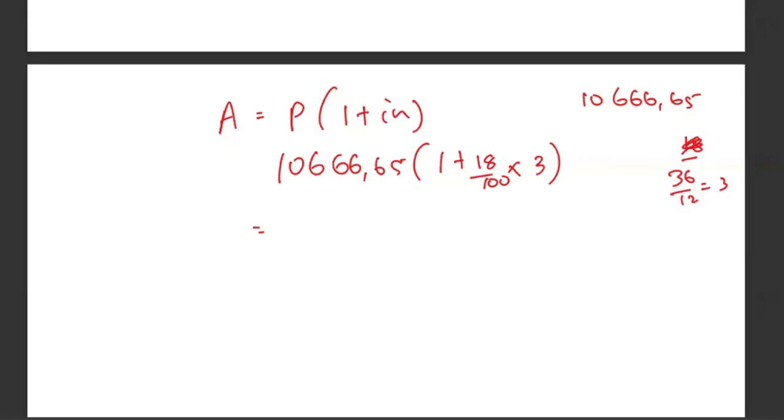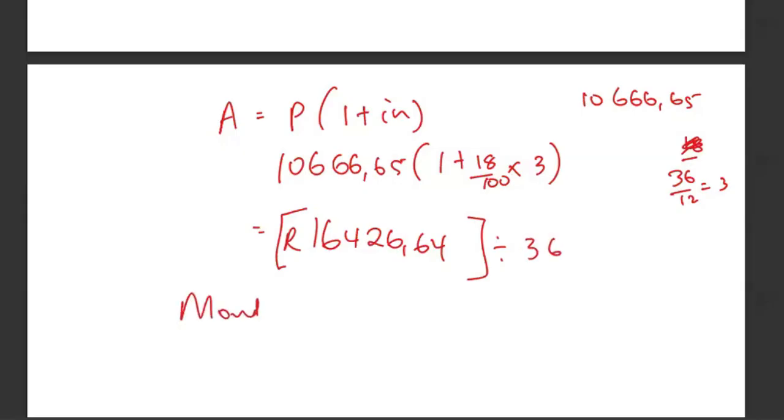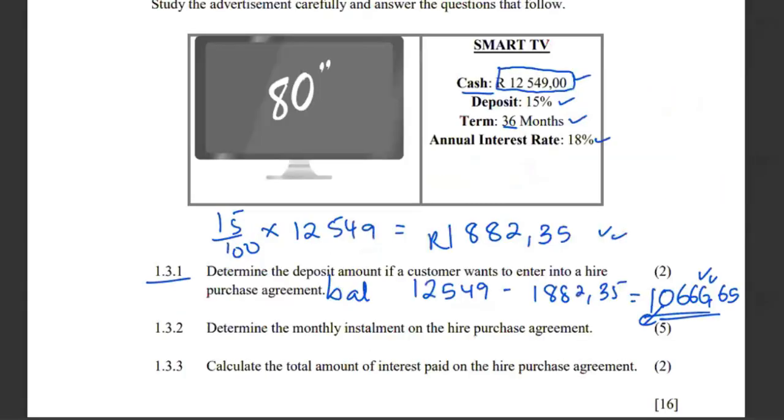Okay, so let's see how much was supposed to be paid back after the interest was included. I'm getting 16,426.64. This is how much must be paid, and this is the total that must be split up within the 36 months. So for our monthly payments, we divide this answer by 36, and we are getting 456.30. That is the monthly payment for that question.